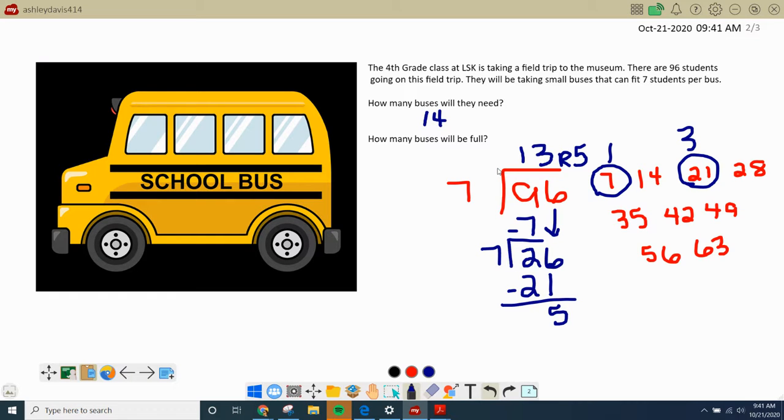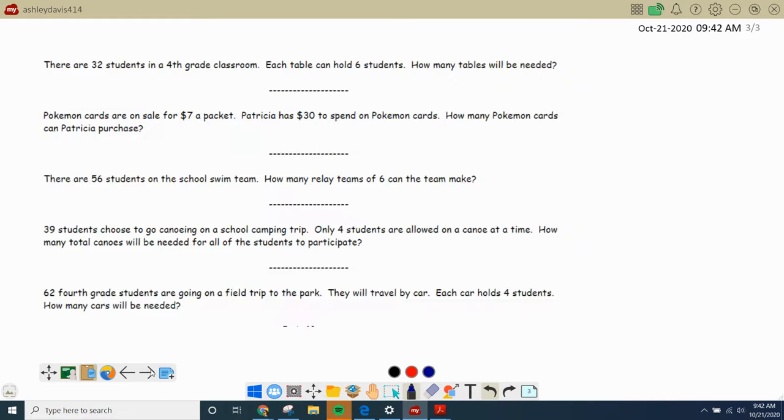Now the next question says, how many buses will be full? Now in this case, we're not going to use the remainder because they just want to know how many buses would actually be full. So for this question, we would what they call drop the remainder and go with our whole number here. So how many buses would be full? Well, we would have 13 full buses. Okay, that's not how many buses we'll need. That's how many would actually be full. Okay, so now we're going to do a few more and determine what we're going to do with that remainder.